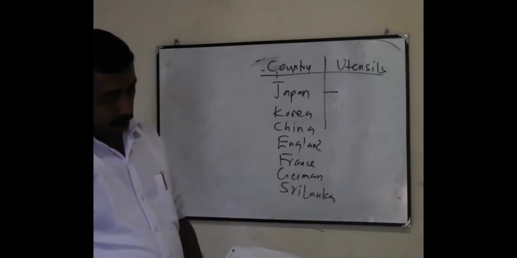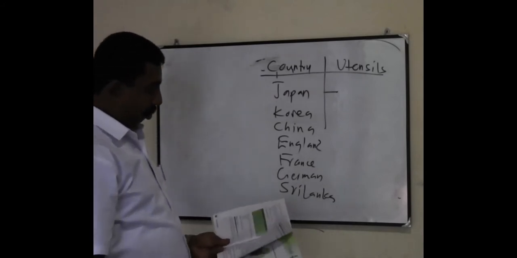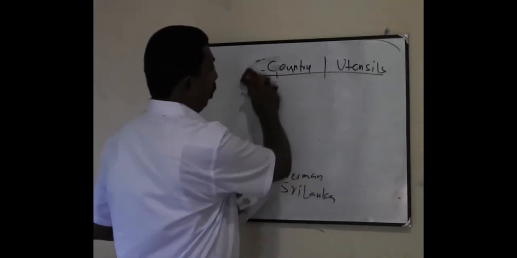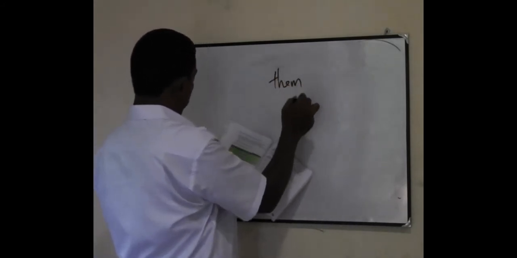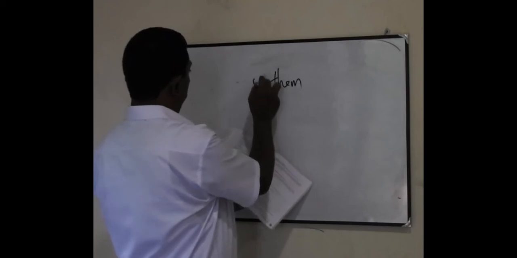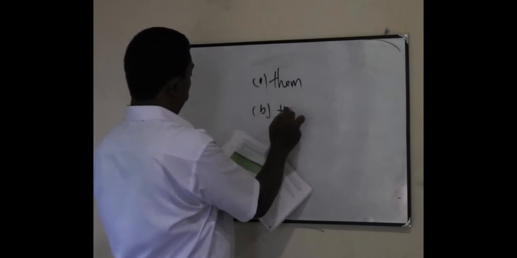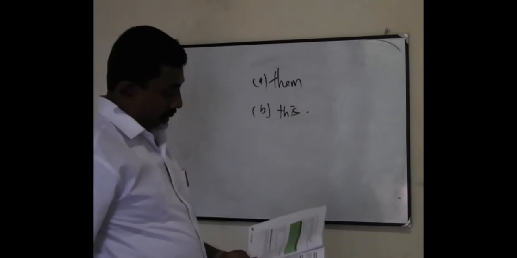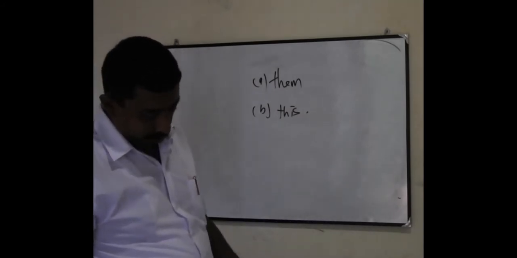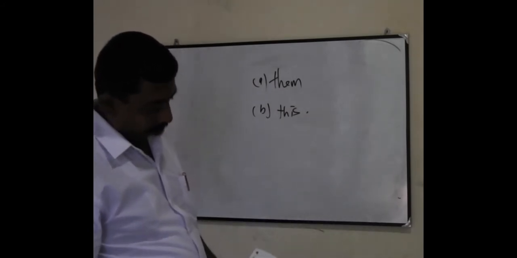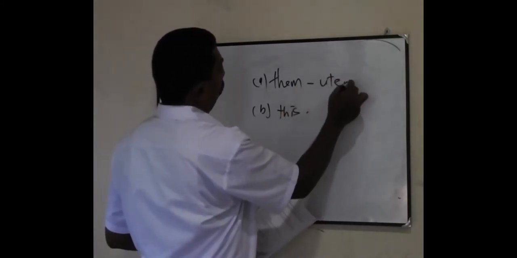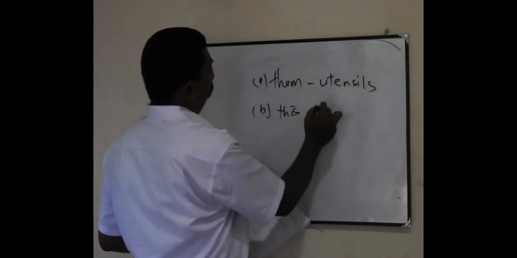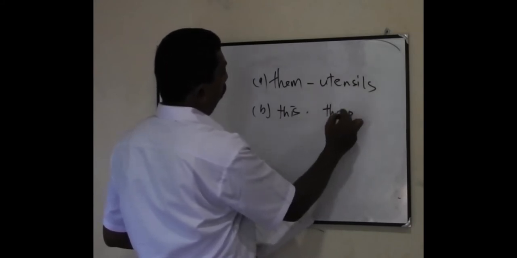Very easy, right? What is meant by the following words and phrases highlighted? A. them. B. this. Them means utensils. This means the practice.